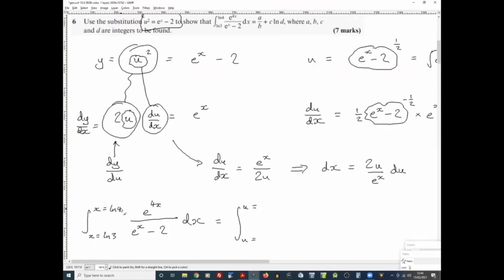If x is log 4, what's u? I don't know how you do that. So if x is log 4, let's find out what u is. I don't know how you do e to the log 4 in your head. Can you? What about 2 to the log to base 2 of 4?